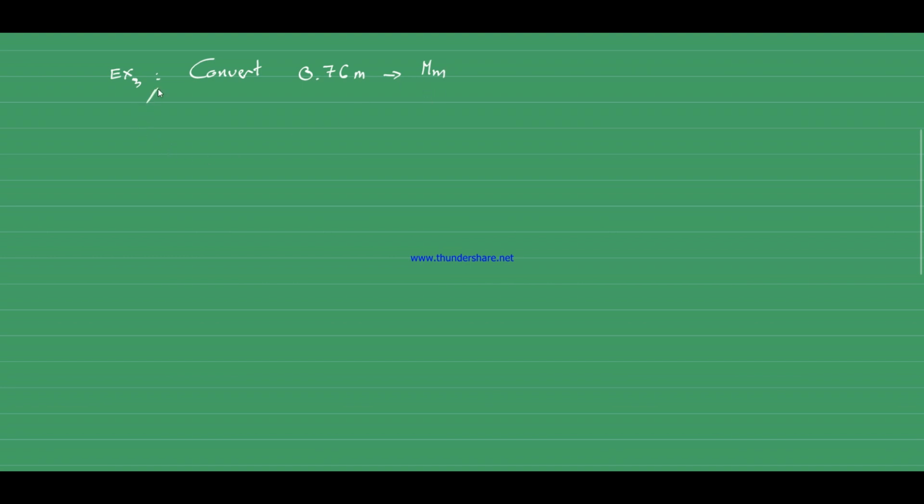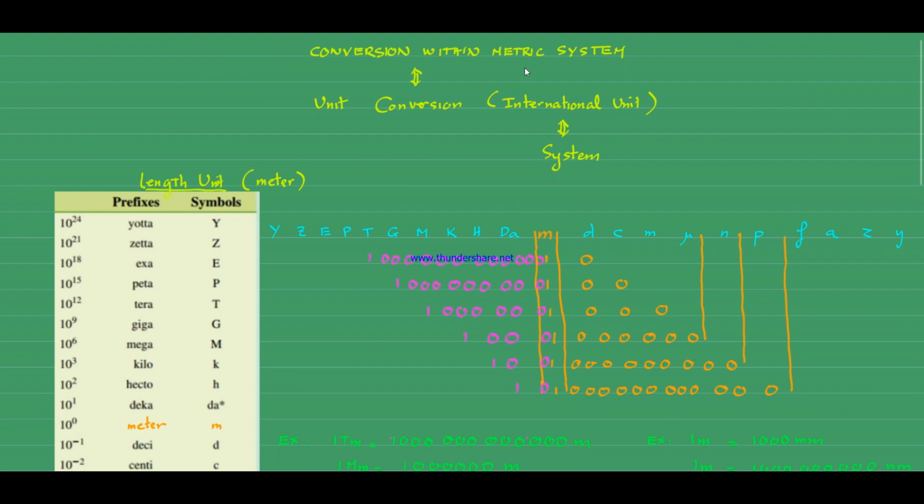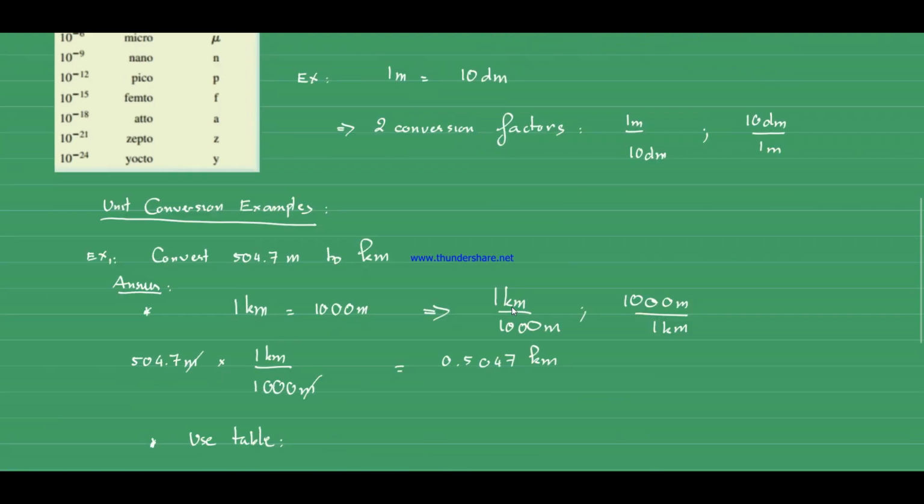All right, again, I'm going to do both methods. Method 1, we use a conversion factor. So we need to know the relation between megameter and meter. Megameter is 1 million meters. 1 megameter equals 1 million meters.